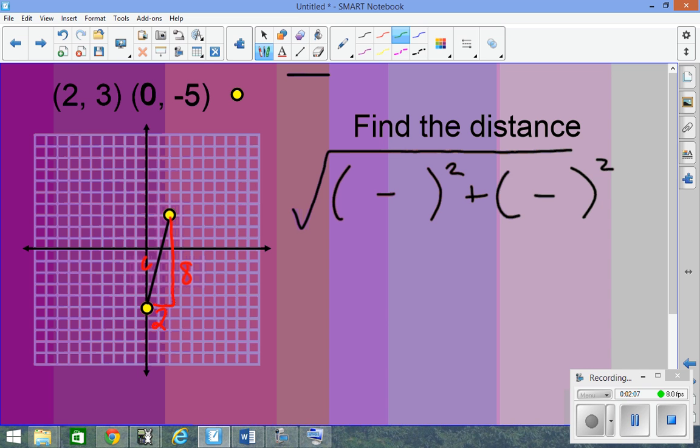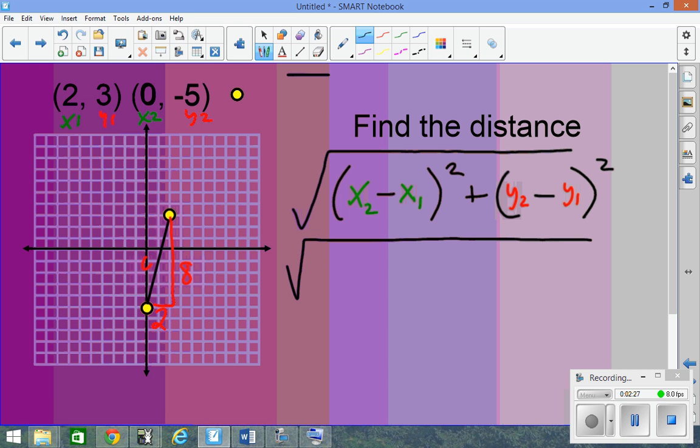So, this is our x2 and our x1, and this is our y2 and that's our y1. So the first thing we want to do is just go ahead and label our points: x1, x2, y1, y2. And just plug and chug these numbers into the formula.